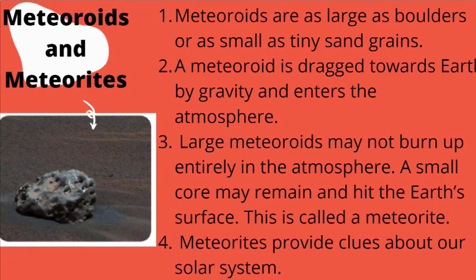Large meteoroids may not burn up entirely in the atmosphere. A small core may remain and hit the Earth's surface. This is called a meteorite. Meteorites provide clues about our solar system. Many were formed in the early solar system. Some are from asteroids that have split apart. A few are rocks from nearby bodies like Mars. For this to happen, an asteroid smashed into Mars and sent out debris. A bit of the debris entered Earth's atmosphere as a meteor.